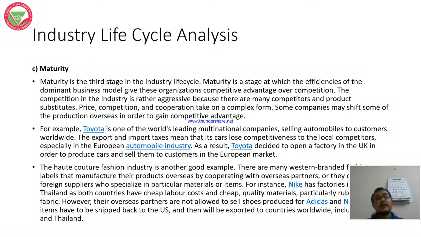Here I have given the example of Toyota. Toyota is one of the world's leading multinational companies selling automobiles to customers worldwide. The export and import taxes mean that its cars lose competitiveness to local competitors, especially in the European automobile industry. As a result, Toyota decided to open a factory in the UK in order to produce cars and sell them to customers in the European market.